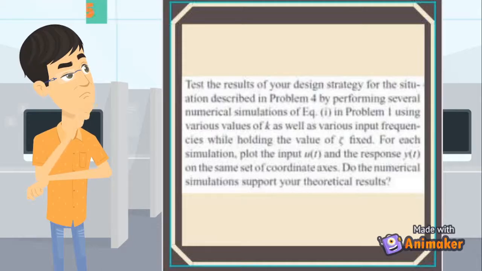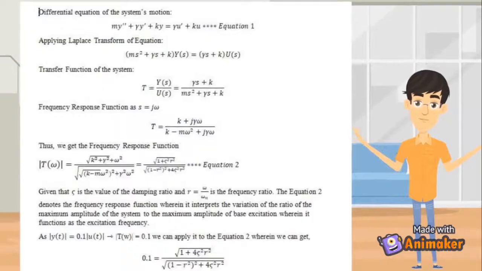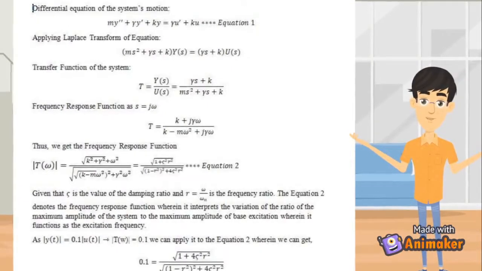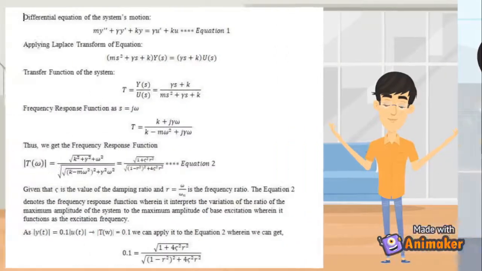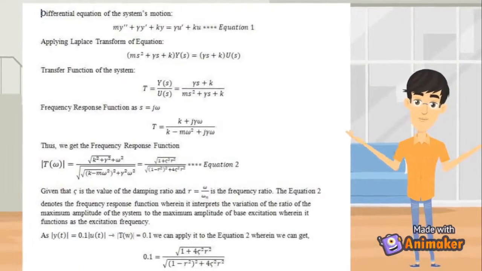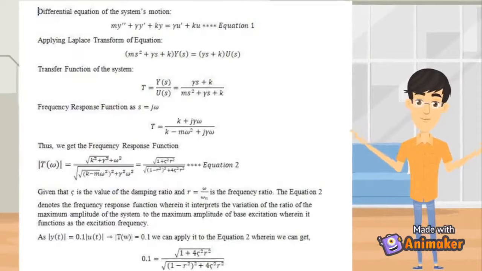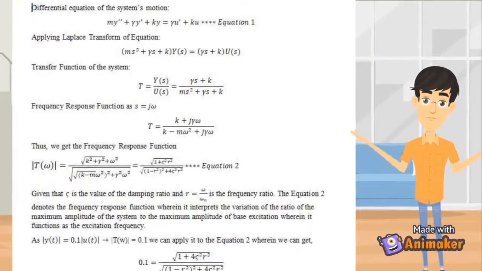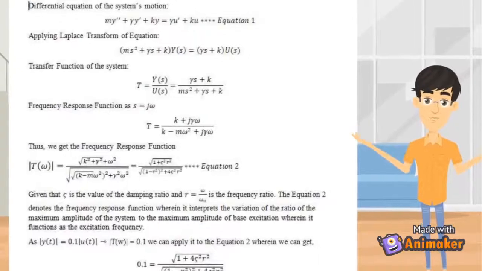For problem 5, we are asked to test the results of the design strategy. Similar to the equation in problem 1, the differential equation of the system's motion is m y double prime plus gamma y prime plus k y is equal to gamma u prime plus k u, which is our equation 1.